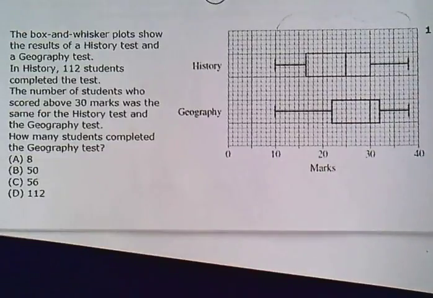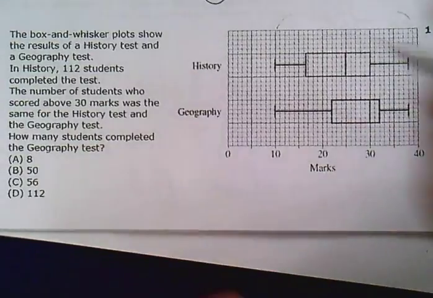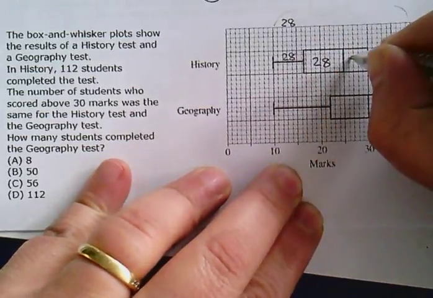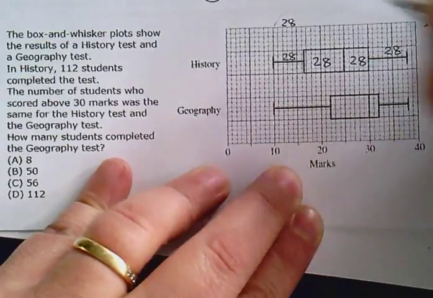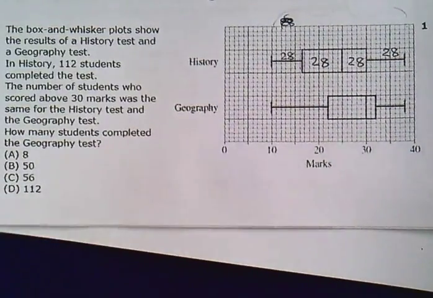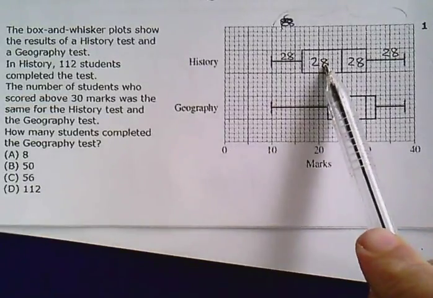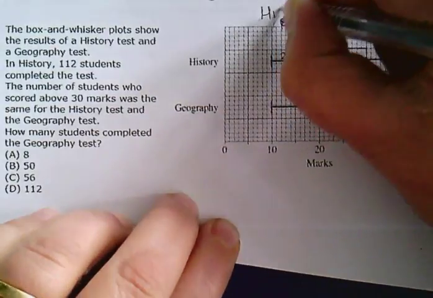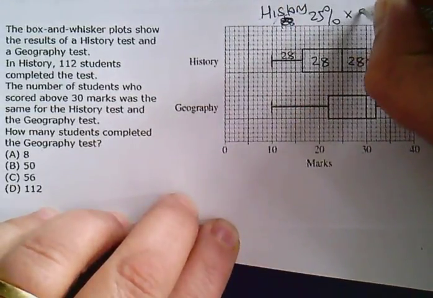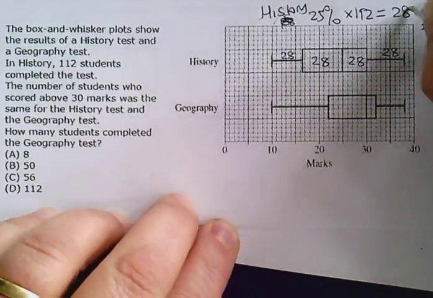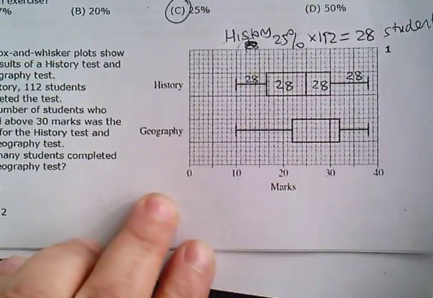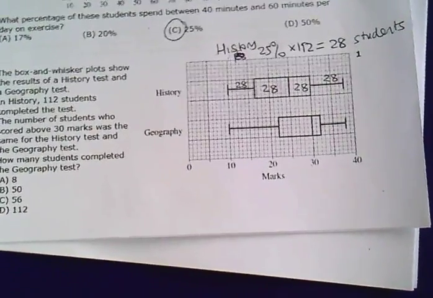Well, it's more than 25. I think it's 28. So that means that there are 28 kids here, 28 in there, 28 in there, and 28 kids there. That's what a box and whisker plot will help you. 25% of the data, 25%, 25%, 25%. So for history, 25% of 112 is 28 students. Each section of that plot is 28 students for history.